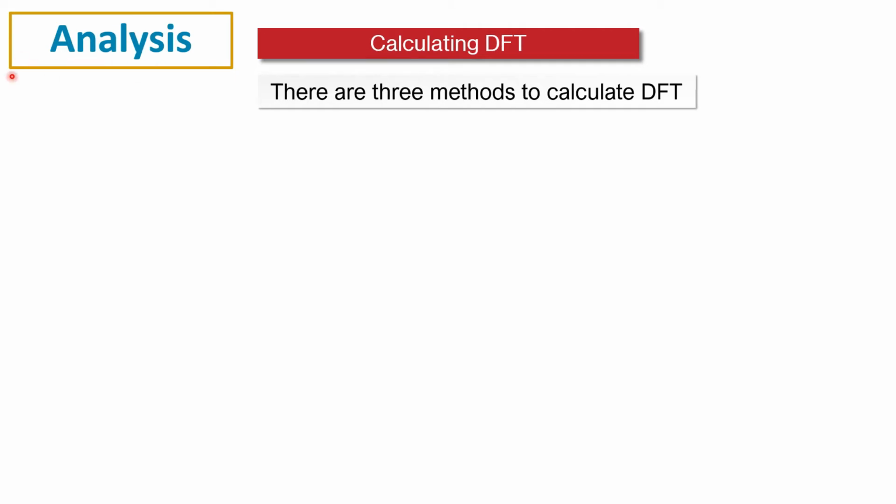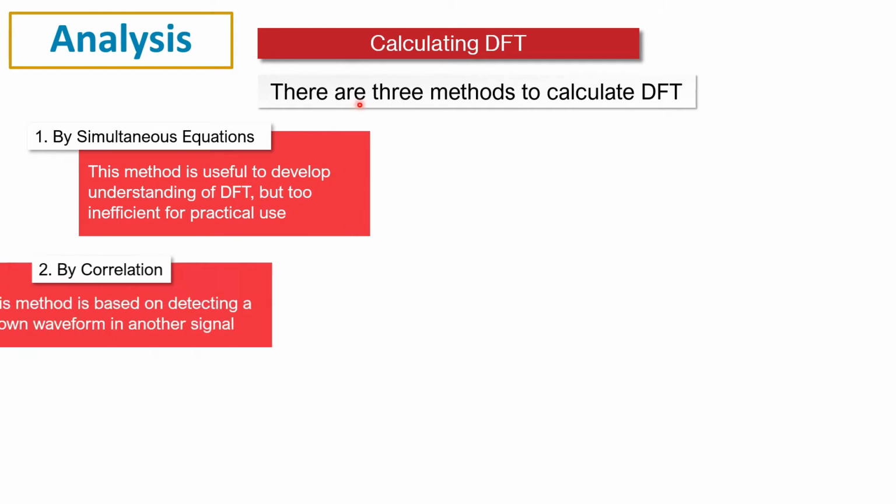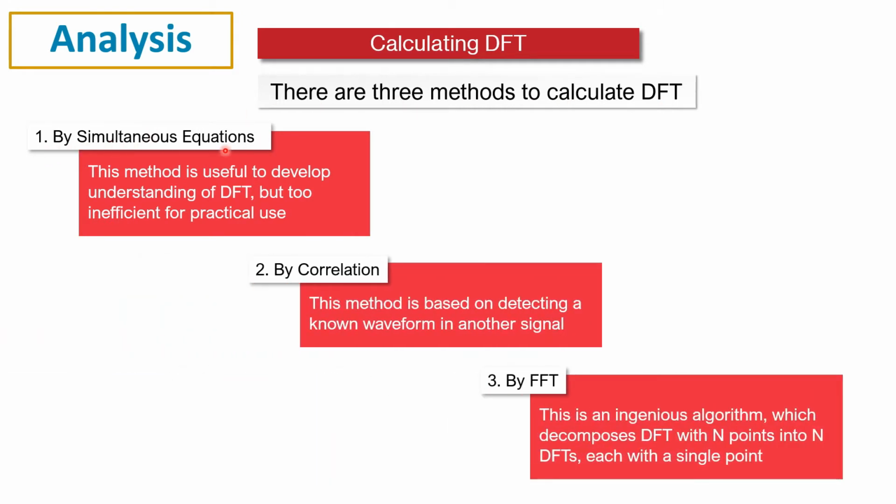Here, analysis means transforming a signal from time domain to frequency domain. It is done so by calculating discrete Fourier transform, and there are three methods for calculating discrete Fourier transform. One is by simultaneous equations. This method is very useful for developing the understanding of DFT or discrete Fourier transform, but it is too inefficient for practical use because it involves too many equations.